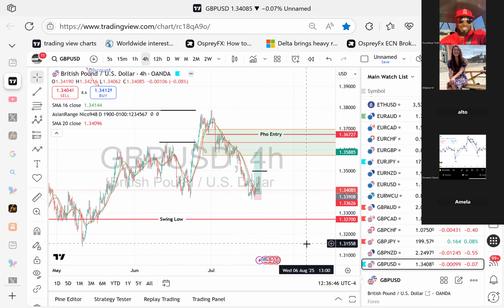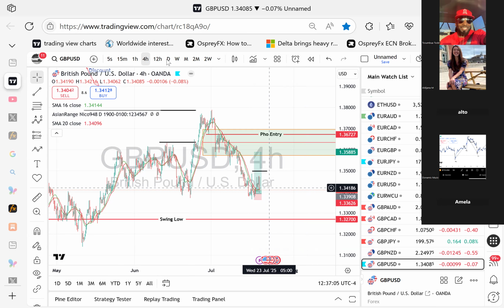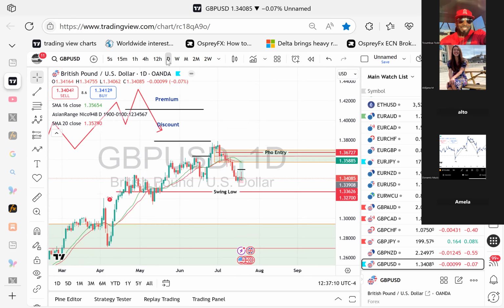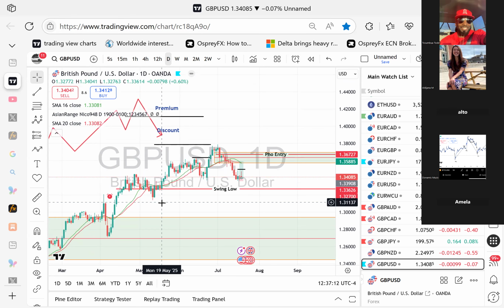Neither one of them is wrong. It's just you're looking at a different set of things. You know what I mean? How many pips is that for the people taking the trade from the daily? The daily is much more, because I showed you what I'm looking at.